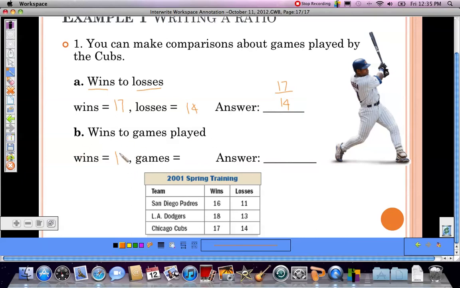The wins, again, for the Chicago Bears was 17. Now, to figure out the games played, you do have to do a little bit of computation. We'll add the wins and the losses for a total of 31 games played. So the ratio of wins to games played is 17 to 31.